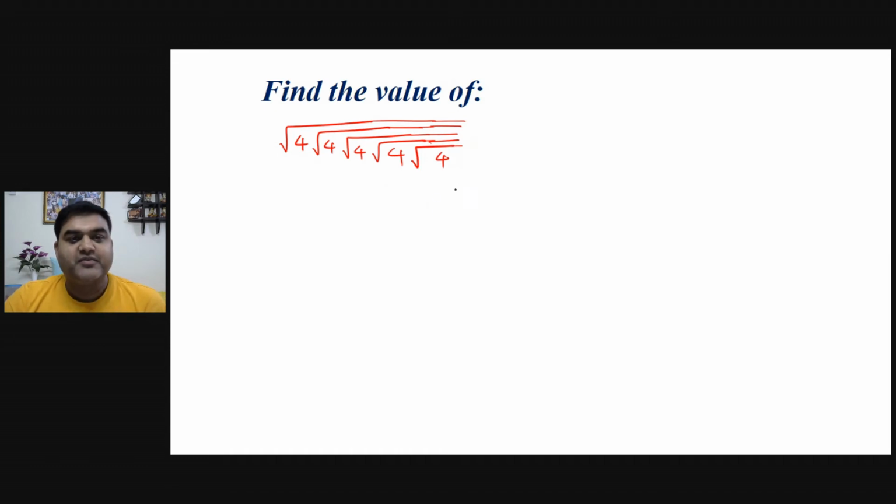Isn't it right? Let's see another cool trick of speed mathematics. What if a limited number of repetitions of the number is given? In this case, you see under root 4, under root 4, under root 4, under root 4, under root 4. How many times is the repetition happening? 1, 2, 3, 4, 5. 5 times.